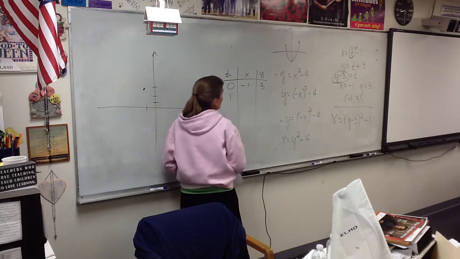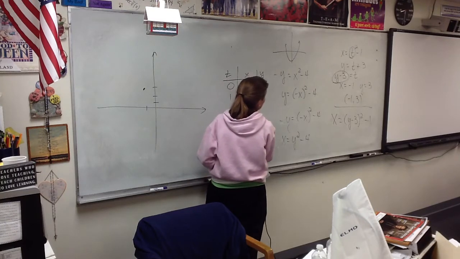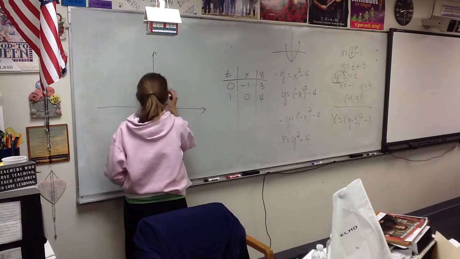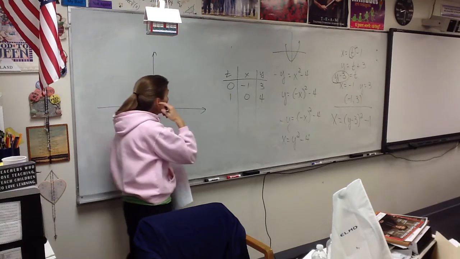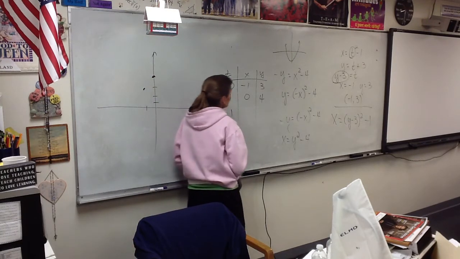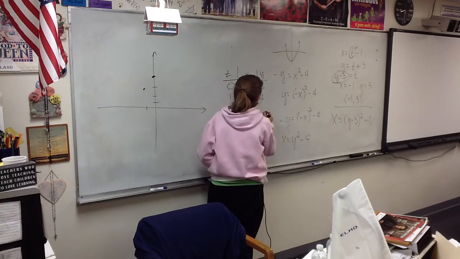So maybe you let T be 1. And if T is 1, you would get 0, 4. So you go ahead and plot that. And maybe we let T be -1. So that would give us 0, 2.